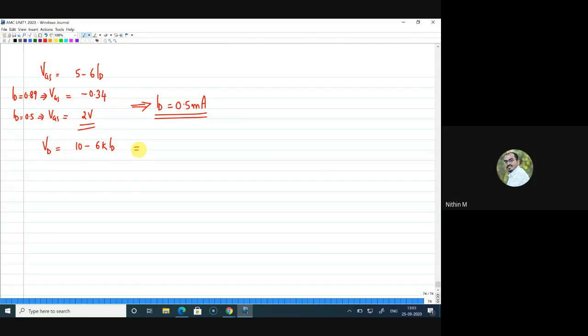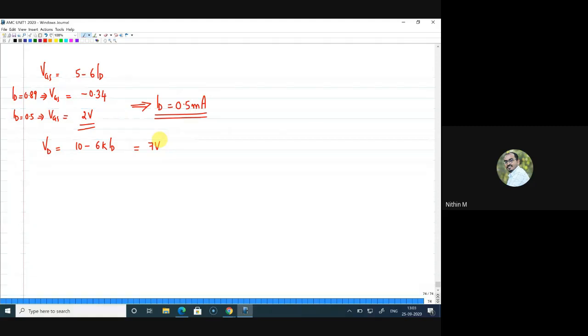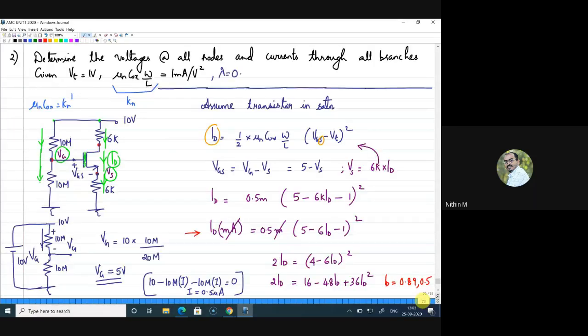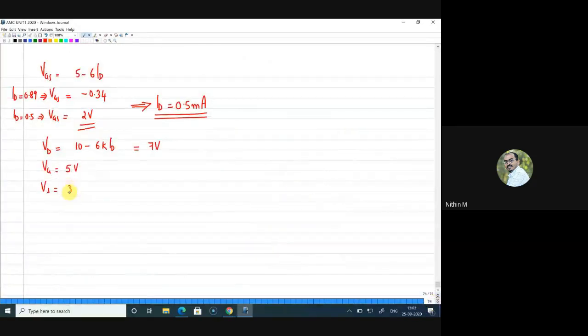Can I get answers for VD? Yeah, VD value is 7. So VD is done, VG is done, VS is done. So VD is 7, VG is 5 and VS is, what was VS value? I think we didn't write VS. 6K into ID, so it is 3. VS is 3 and ID is 0.5.